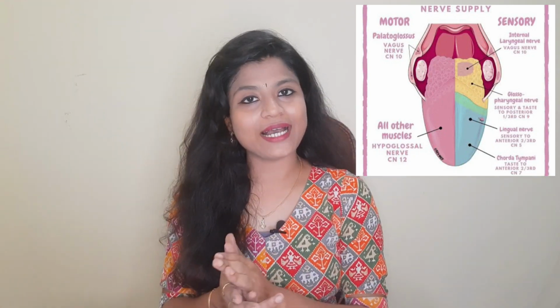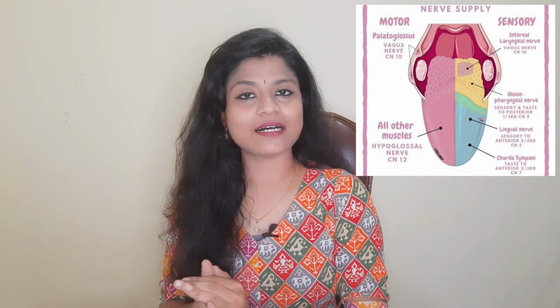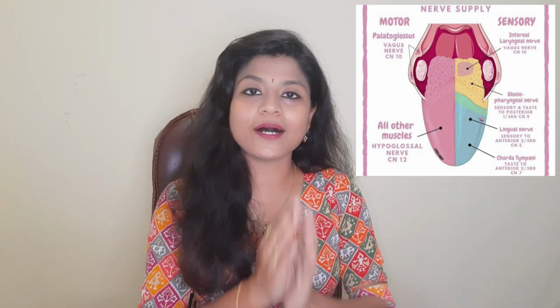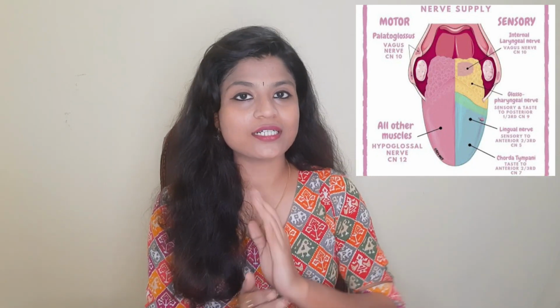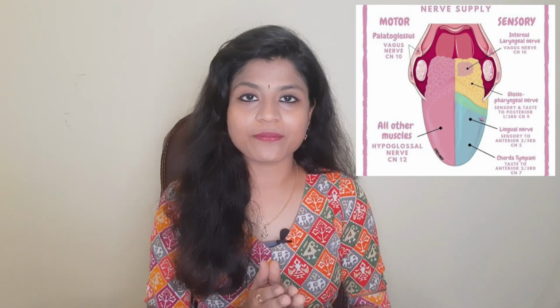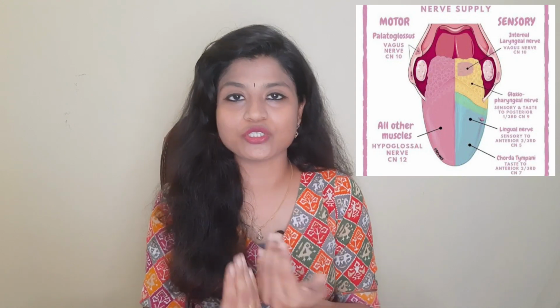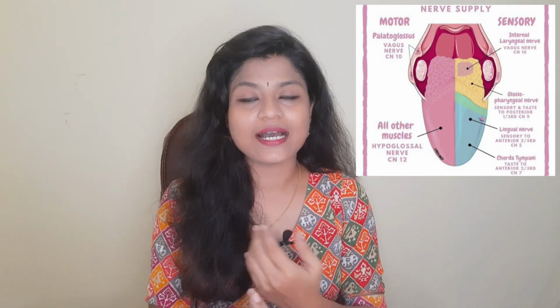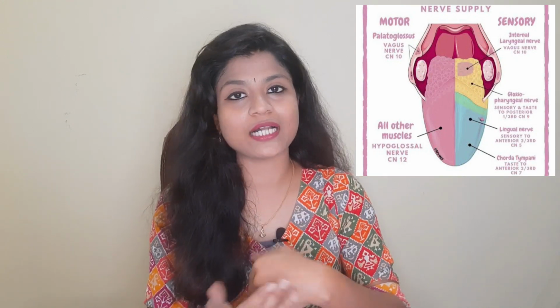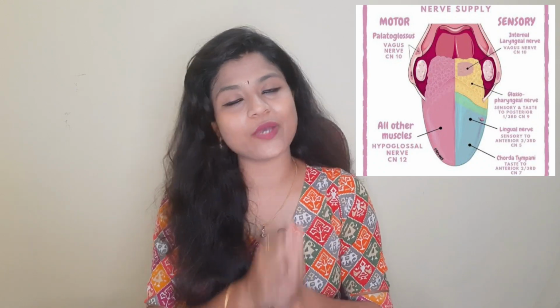When it comes to taste, similar to the sensory nerve supply, the anterior 2/3 of the tongue is supplied by the chorda tympani nerve, and the posterior 1/3 is supplied by the glossopharyngeal nerve for taste, and the posterior-most part of the tongue is supplied by the vagus nerve.